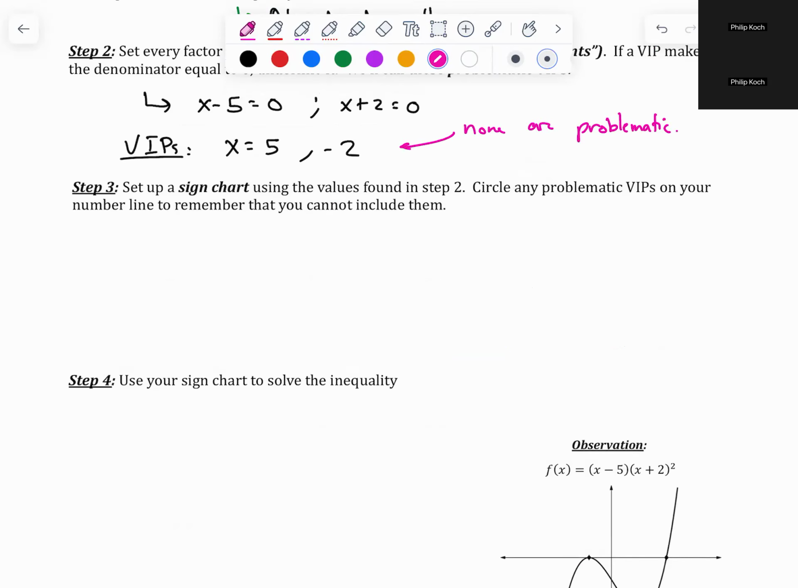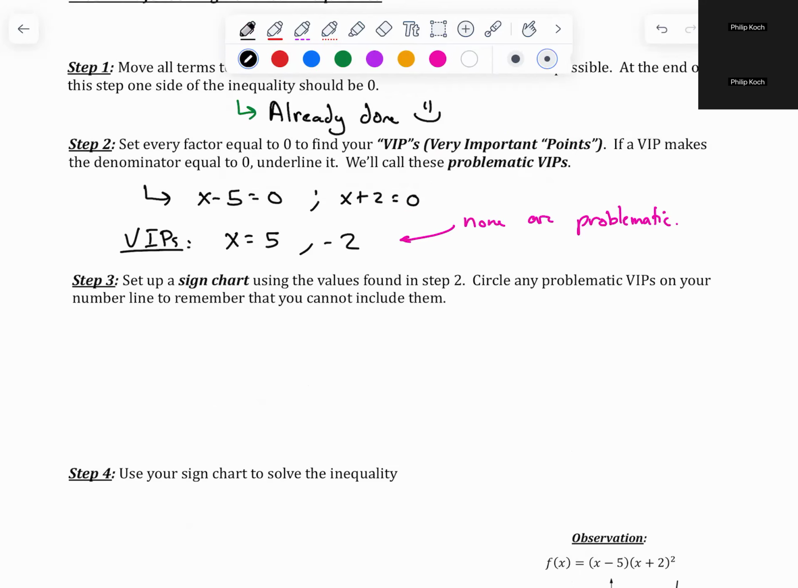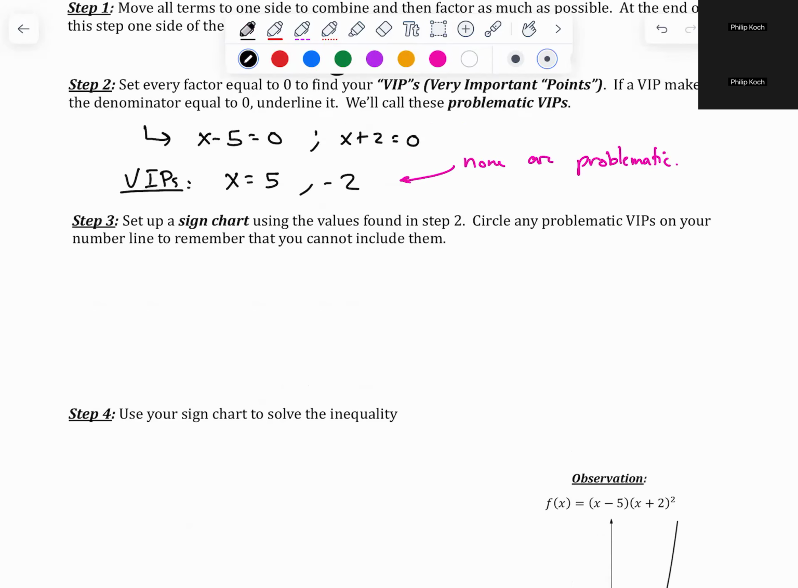So, how do we make a sign chart? I'm going to rewrite the inequality, but I'm going to write it in color. So it was (x minus 5) times (x plus 2) quantity squared is greater than 0. And why this works, I will happily go into in just a moment. So you're going to make a number line, and then you're going to make 2 vertical bars.